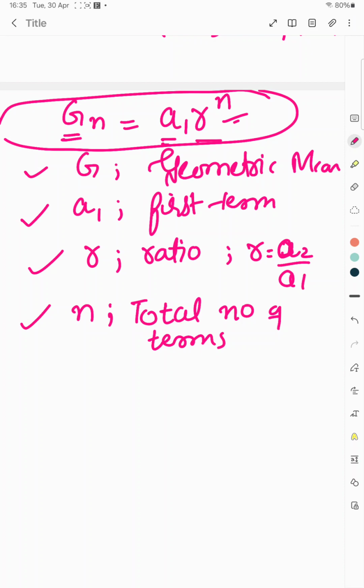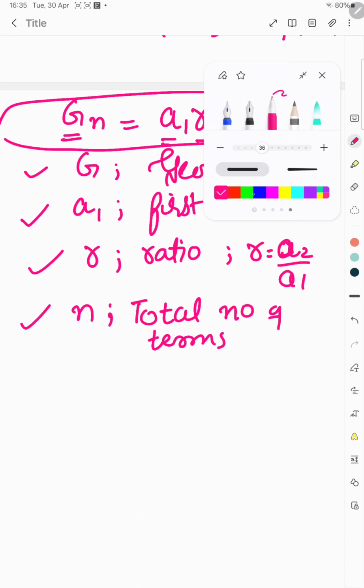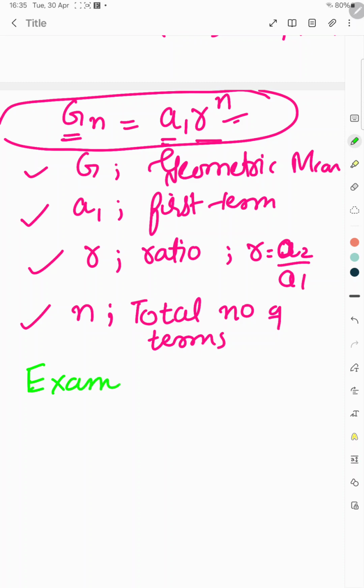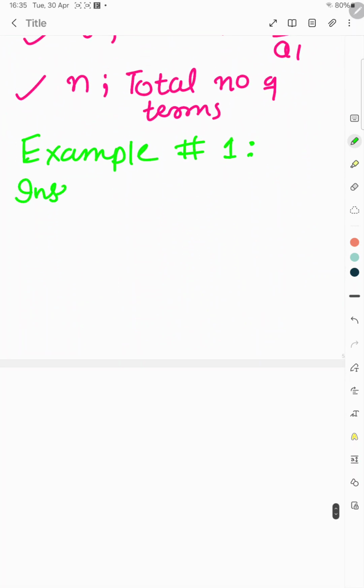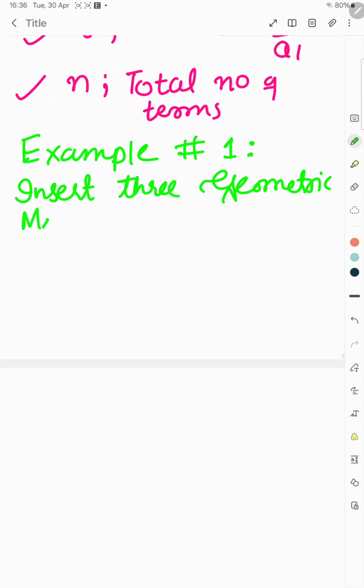And I will solve an example for you, so it will become clear to you how we will solve the questions related to this topic. So example number 1 is: insert 3 geometric means between 2 and 32. Okay student, now the question is given that we have to insert 3 geometric means.